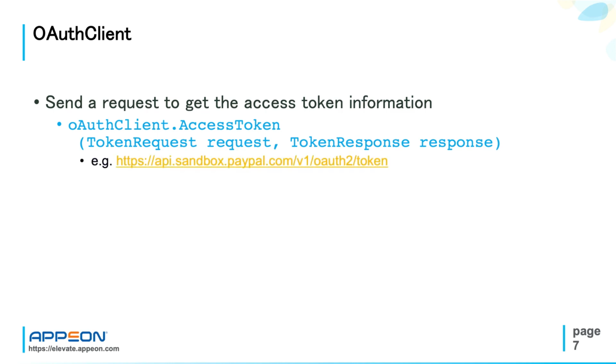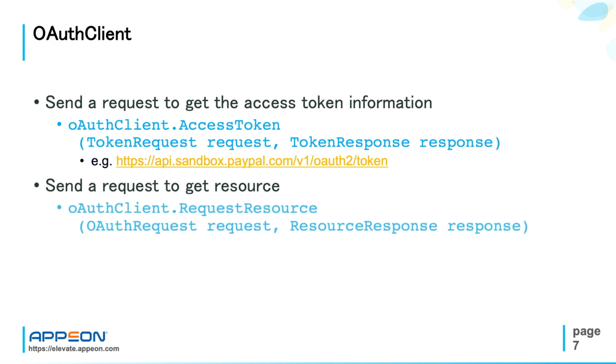So for instance, the PayPal OAuth endpoint is this one. OAuthClient then lets you send the actual request to get access to a REST resource. And this is done through the request resource method, where you specify the access token in the request and get the resource in the response object. The response, of course, is an HTTP body, and therefore get body is the usual way to access the payload.